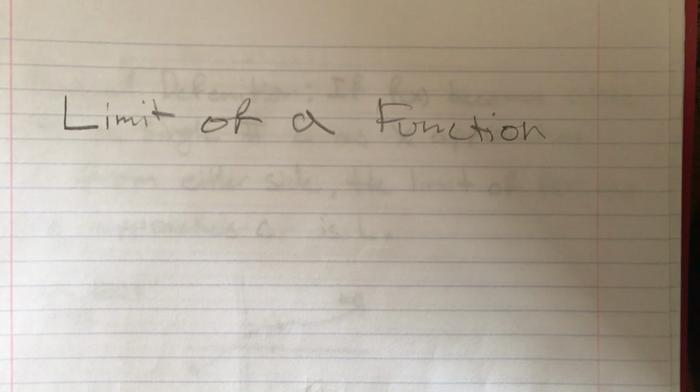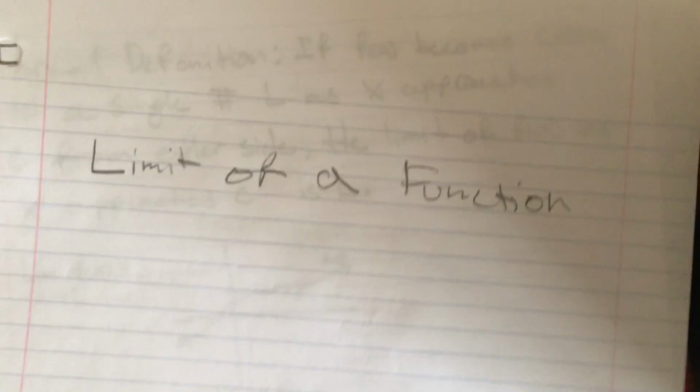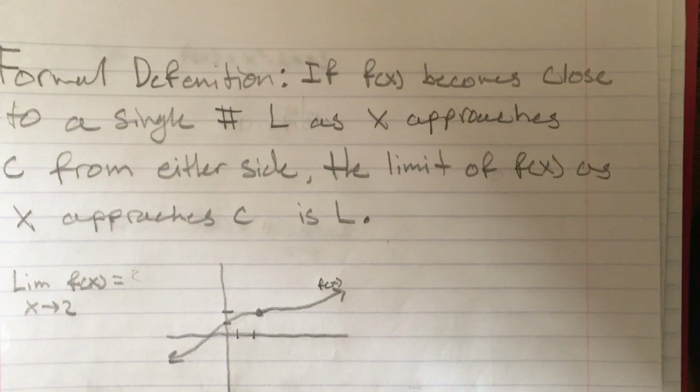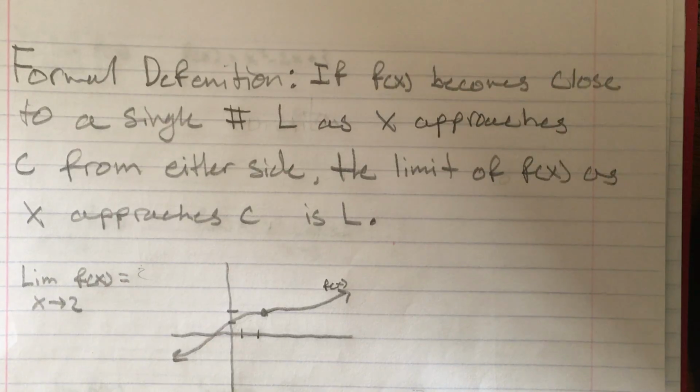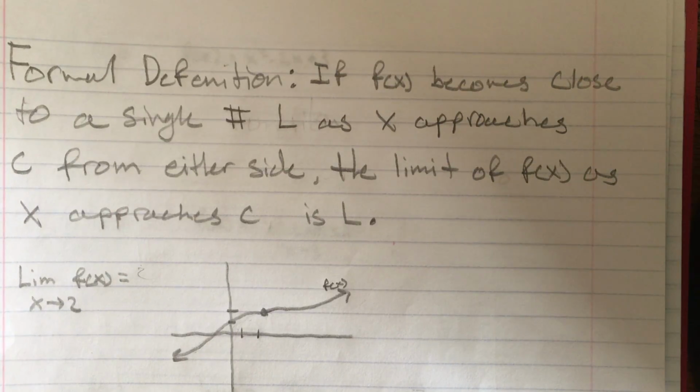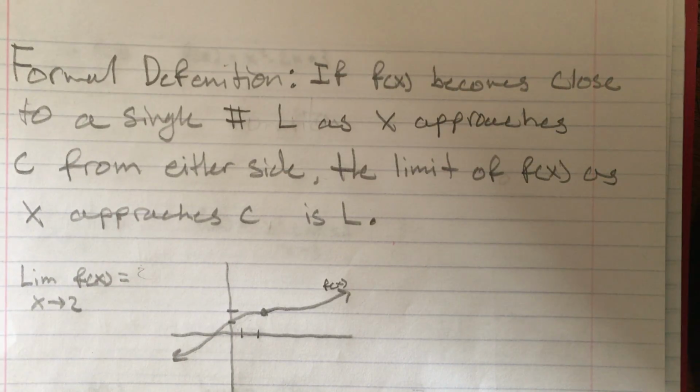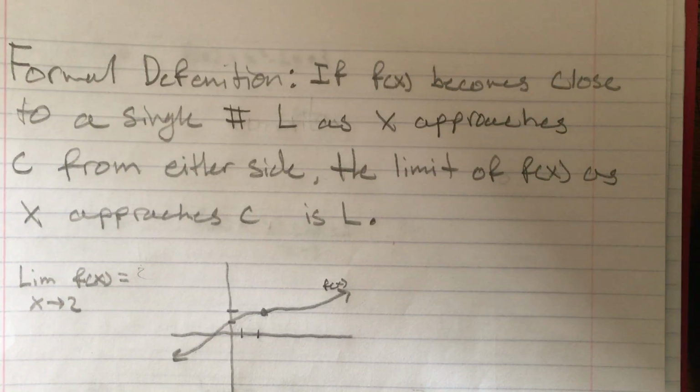Today I'll be explaining the limit of a function. Now, the obvious question is, what is the limit of a function? Well, the formal definition states that if f of x becomes close to a single number L as x approaches c from either side, the limit of f of x as x approaches c is L.